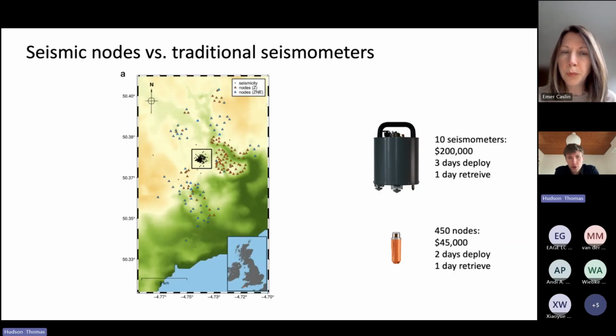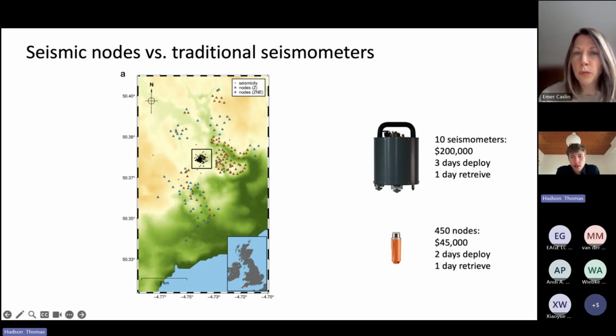And so what we can do is, for example, at the geothermal site in Cornwall, we could deploy 450 of these nodes at a small fraction of the capital cost. Indeed, you can just rent these nodes as well, and so they become even cheaper to deploy. And they actually take less time to deploy than I think deploying 10 seismometers. It only took us 2 days to deploy these in the field and 1 day to retrieve. And that's just because they're so simple. All the components are in one sensor.